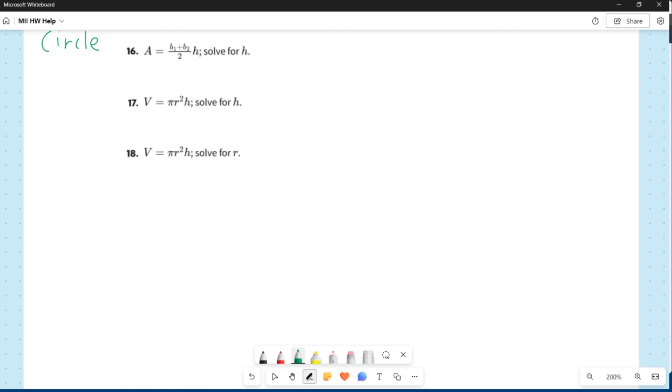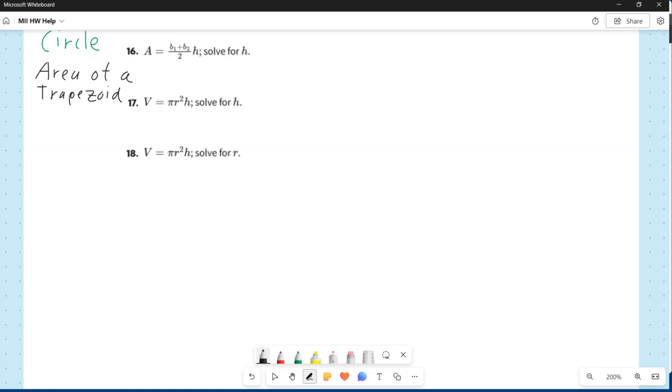This formula is the area of a, do you know what it is? Trapezoid. This is the area of a trapezoid. So A is area, B1 is one of your bases, B2 is your other base, and H is your height. And if you plug this in, you will get the area of a trapezoid for number 16.